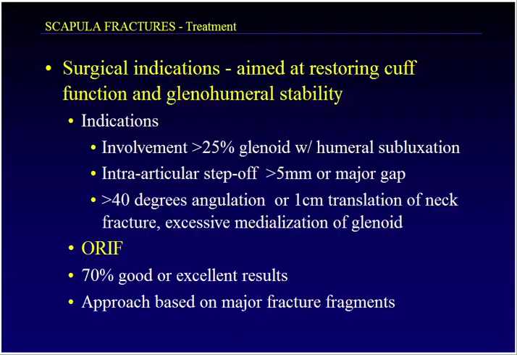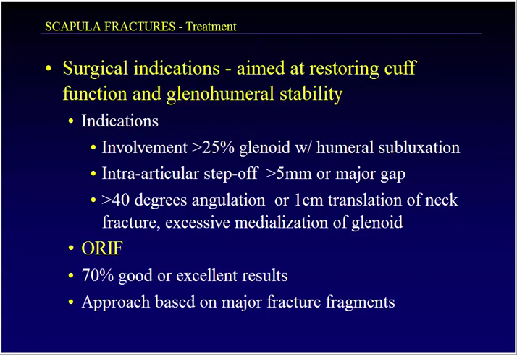Now, surgical indications are aimed at patients that have significant problems with rotator cuff function or stability of the glenohumeral articulation. Those would be your two indications for surgical intervention in patients with scapular fractures. So if you have greater than 25% involvement of the glenoid, these are intra-articular fractures extending into the glenoid, and subluxation of the humeral head, then that would be an indication for surgery.